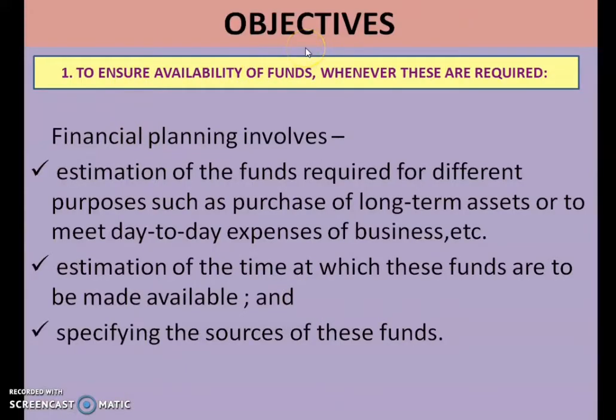Now, what are the objectives of financial planning? The first is to ensure availability of funds whenever these are required. Whether we have sufficient funds for performing a particular activity, to ensure that we go for financial planning. So financial planning involves estimation of the funds required for different purposes. Funds are required in an organization for different purposes. Which are those purposes? Funds can be required for the purchase of long-term assets, or for meeting the day-to-day expenses of the business.